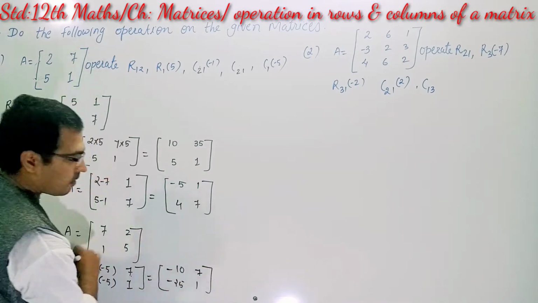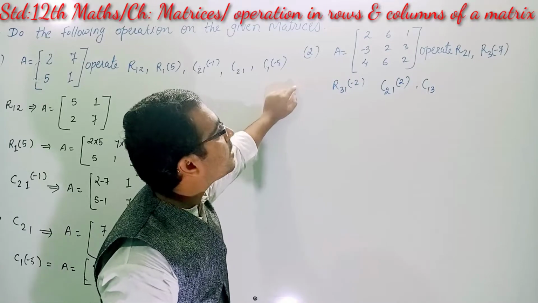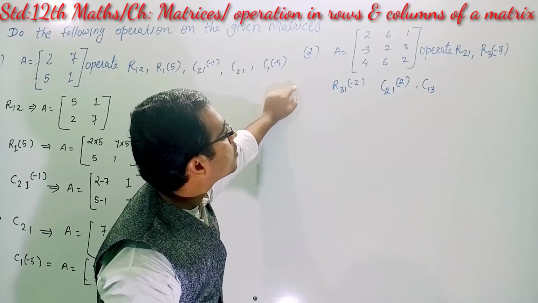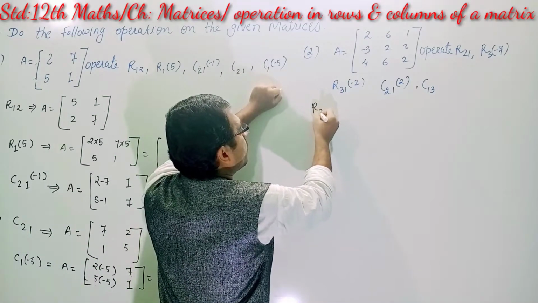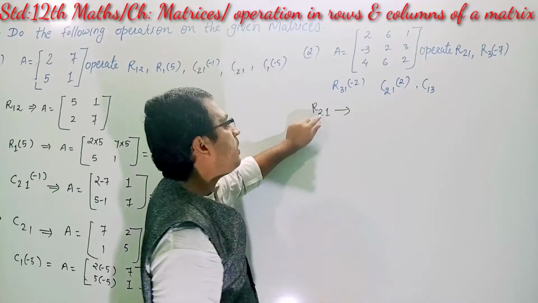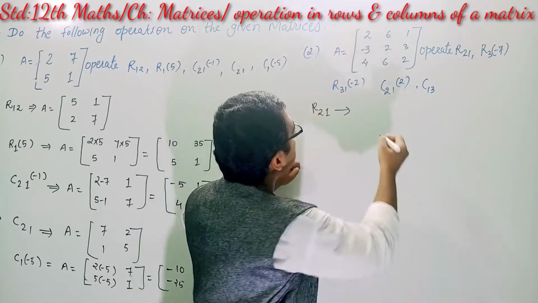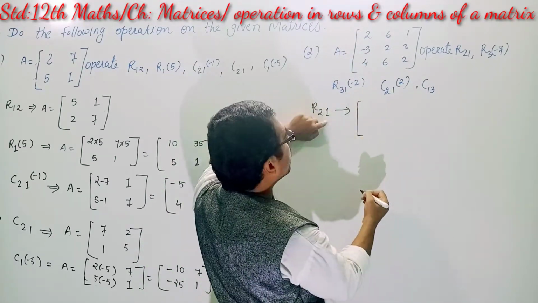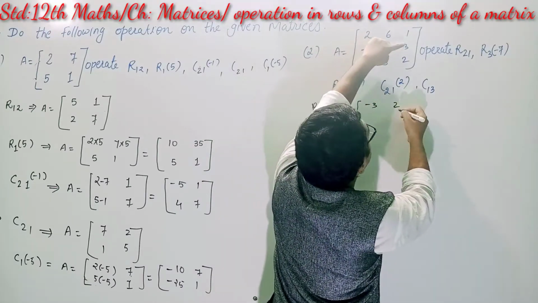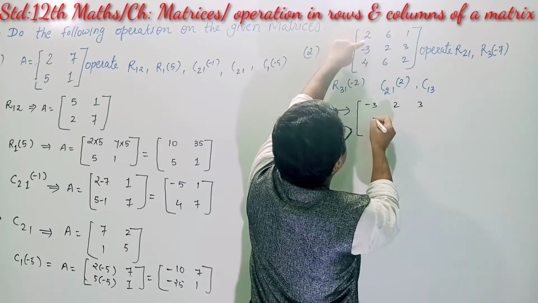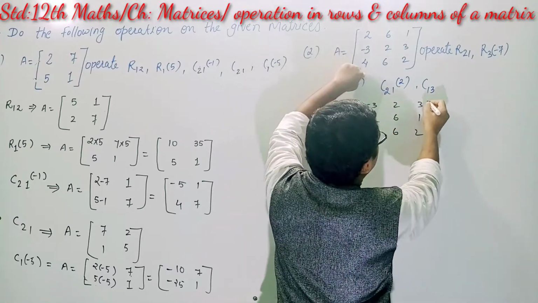Now in the second question, the size of the matrix is 3 by 3, meaning 3 rows and 3 columns. In the very first operation we will do R21. It means we place R2 by R1 and R1 by R2. So in place of 2 there will be minus 3, in place of 6 there will be 2, and in place of 1 there will be 3, and similarly 2, 6, 1 and 4, 6, 2.